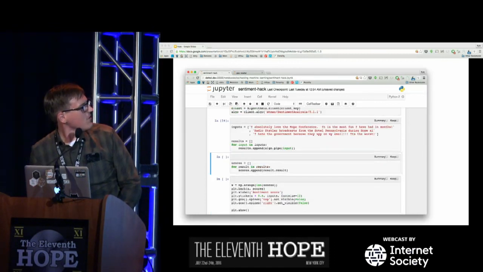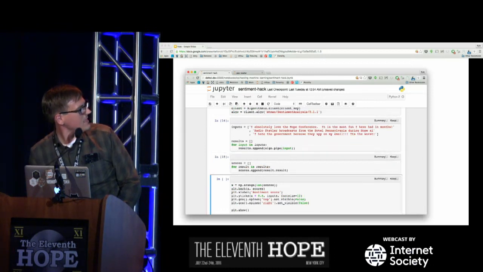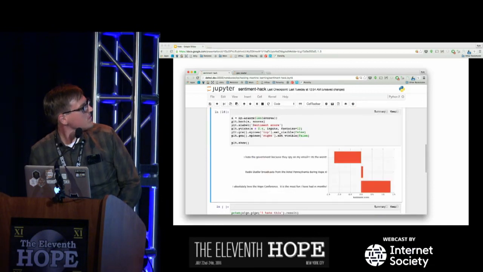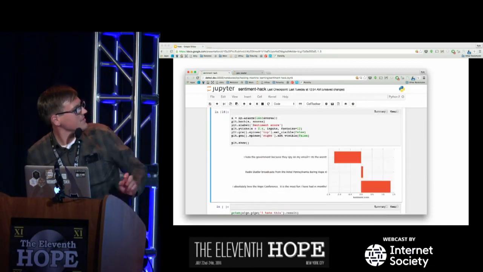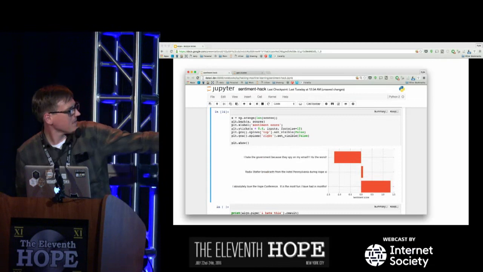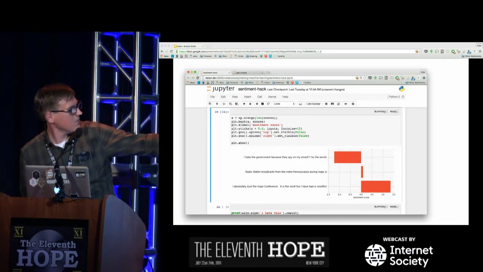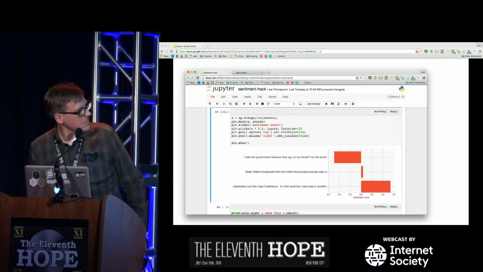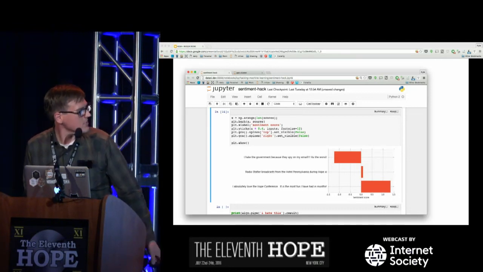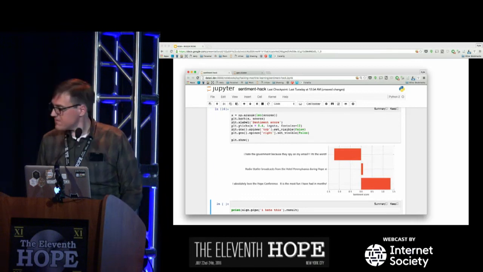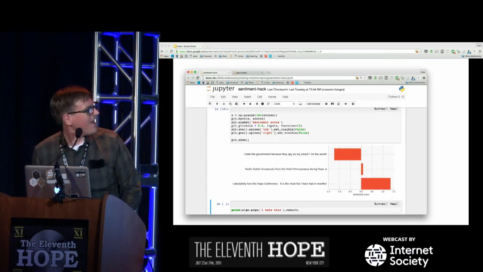So I'm going to run those through the Algorithmia system, and now let's plot those scores. So here we have, I hate the government, it's the worst, as a very negative sentiment. Radio Statler, this statement, very neutral, which I agree with, and this is very positive. So this is the objective of that algorithm, to take free text and tell you the sentiment of it. Seems to be working. All right, so 3 minutes, all right.